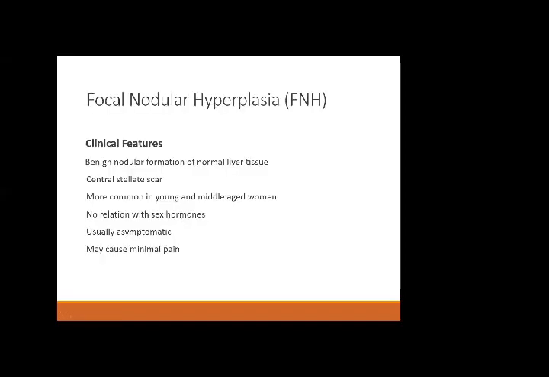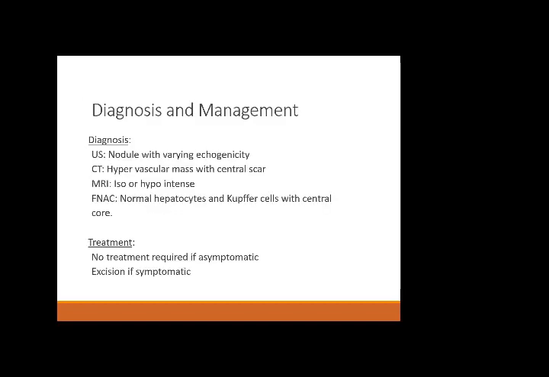Focal nodular hyperplasia. It is a focal lesion which forms a nodule, and this is hyperplasia of the cells. It is a benign tumor made of normal liver tissue, with a central scar, and it occurs most commonly in women. It is not related to sex hormones, though it may be modified by them. Usually it is asymptomatic, and may cause symptoms if large in size.